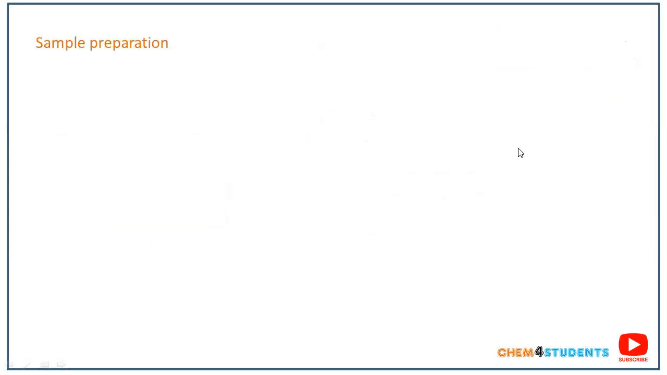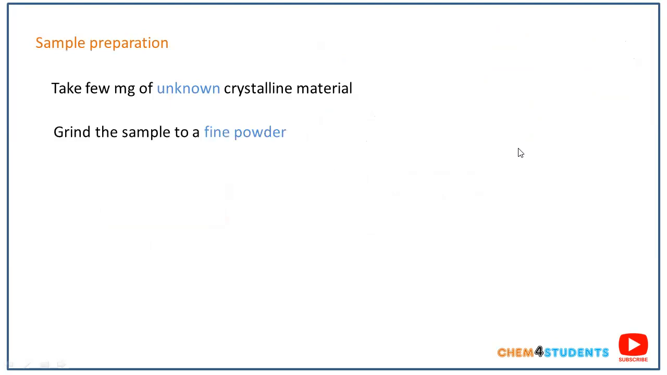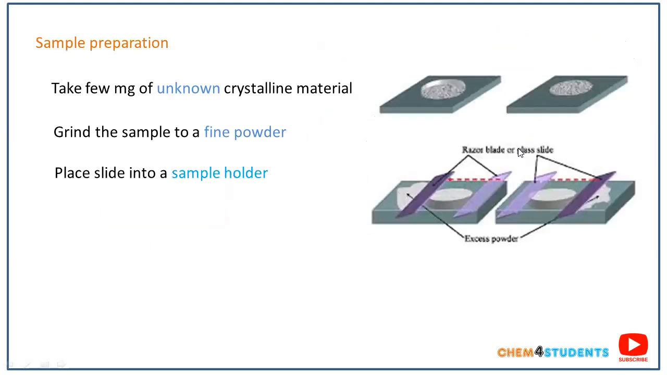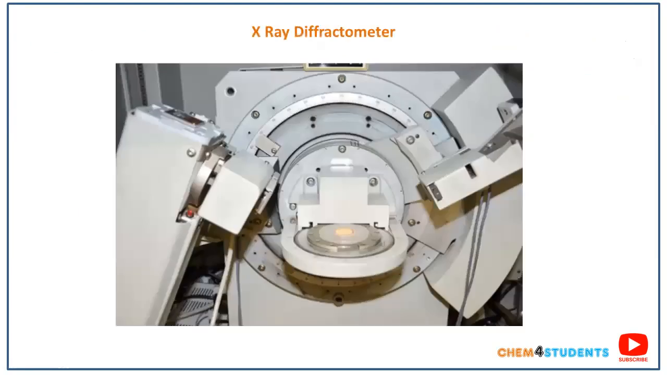We learned about the X-ray diffraction theory. We will now look at how this information is used to identify an unknown sample. The sample preparation is the first step. Place a few milligrams of unknown crystalline material in a mortar, grind it into a fine powder, and place the powder in the sample holder. Then uniformly disperse it with a glass slide, and finally place the sample holder in this location in the X-ray diffractometer. This is the location where we can put the sample.